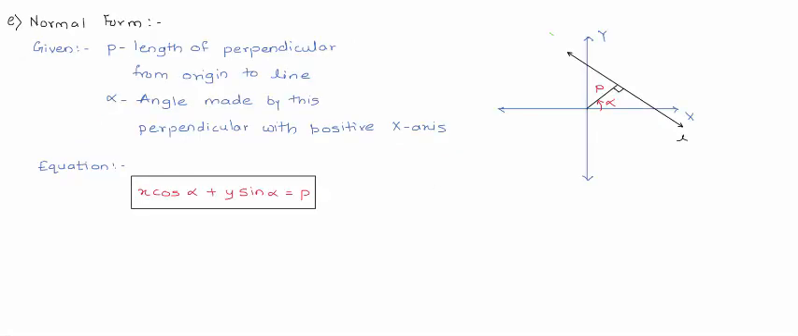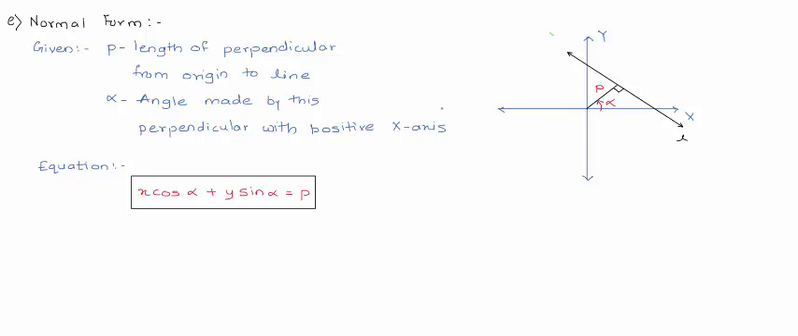The next one is normal form. Normal form requires p and alpha as the given data. Now let's look at p. p is the length of the perpendicular from origin to the line, and alpha is the angle made by this perpendicular with the positive x-axis. For details, look at the diagram, students.